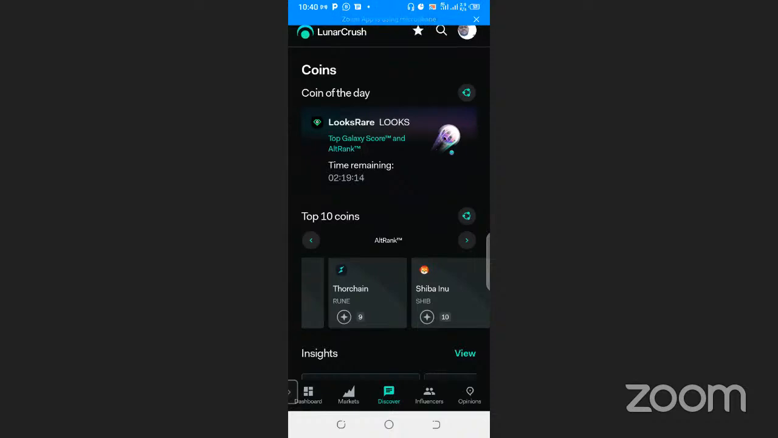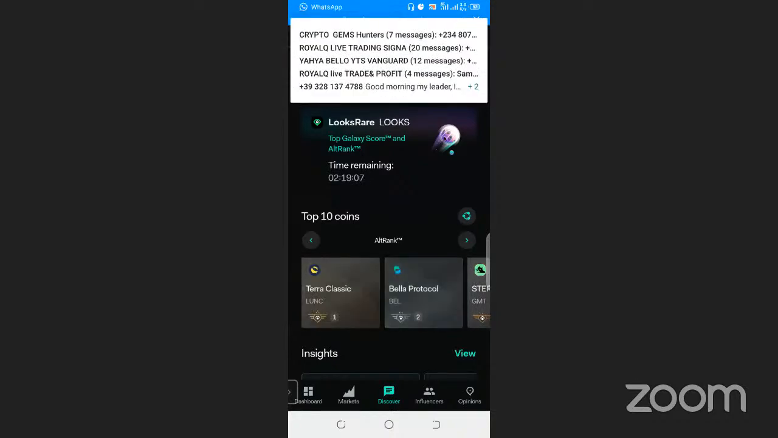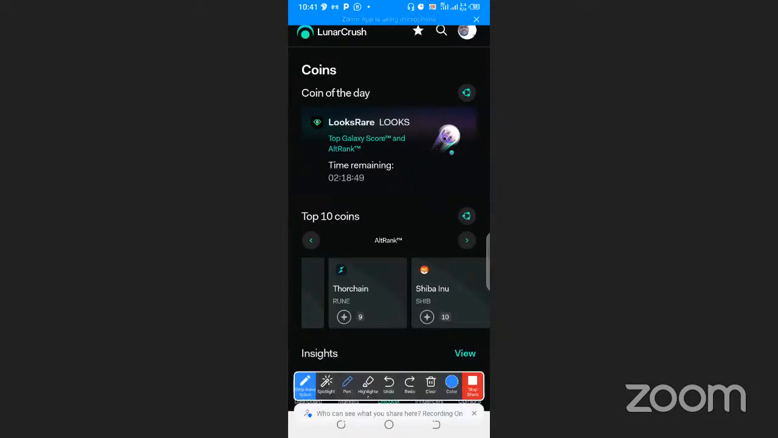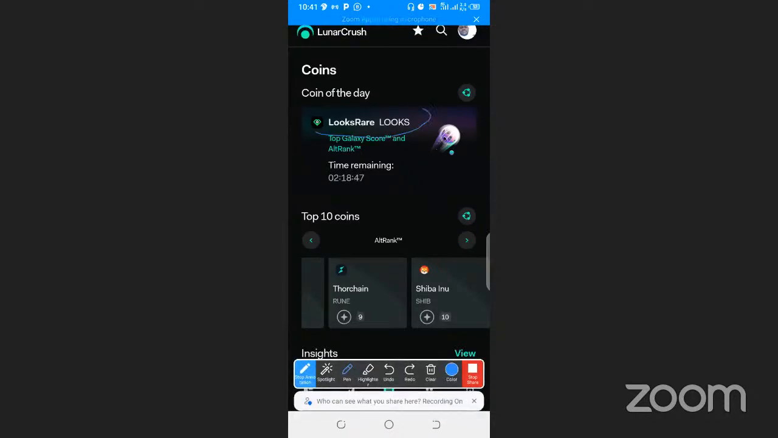So they are giving us the top 10 coins for today. Top 10 coins for the day. The top 10 coins are the coins that we have in an all-time ranking. And these are the 10 coins that can be doing well in the next day. Right now, we have a look at the coin of the day.